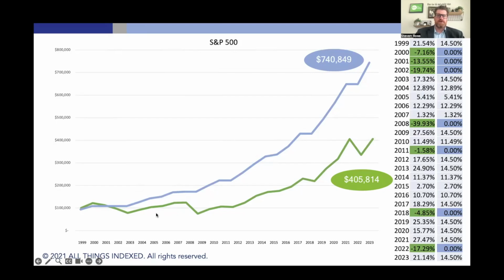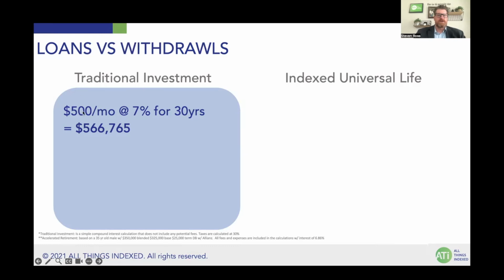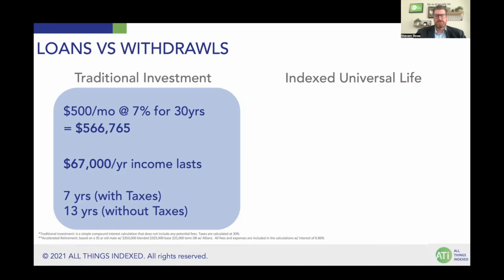It's really the ability to take a loan versus a withdrawal out of your account that makes all the difference in the world. Because if we took a traditional investment and we looked at it from a retirement perspective, someone saved 500 a month for 30 years at 7%, it'd grow to 566. Now let's say they're retired, they want 67,000 as an income for the year. Okay, depending on taxes, that money's going to be gone in 7 to 13 years.